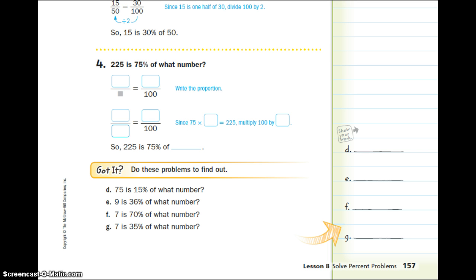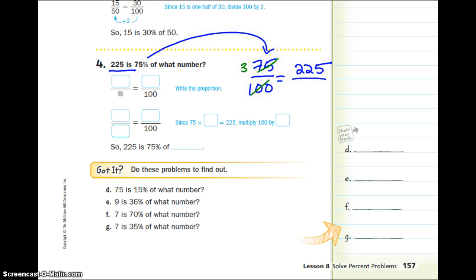Okay, 225 is 75% of what number? Again, my 100 always goes here. My percent will always go above it. 225 goes on top. Okay, so this was just a little bit harder. I'm going to simplify my fraction to 3/4, 3 over 4.